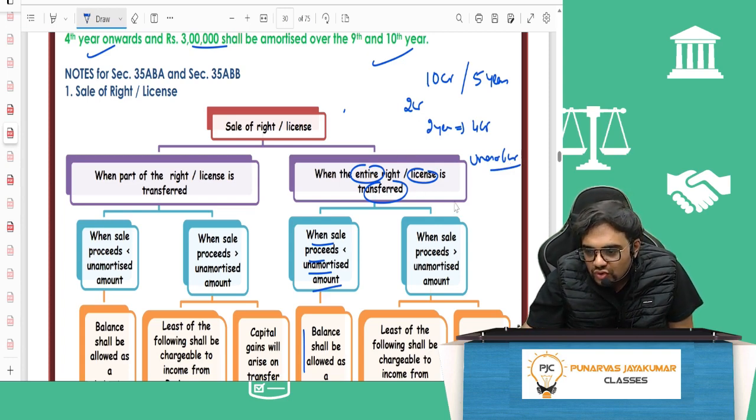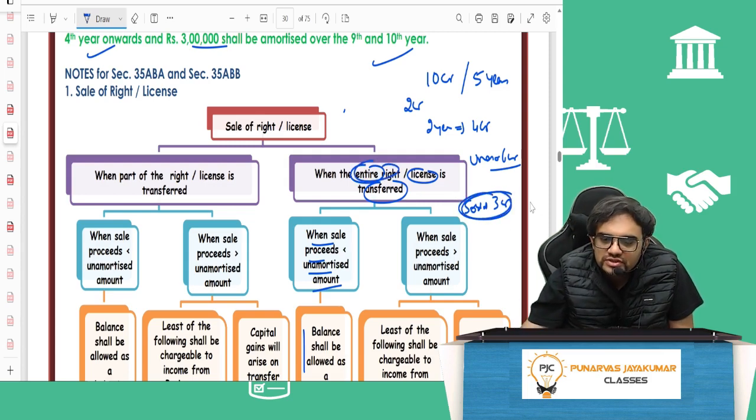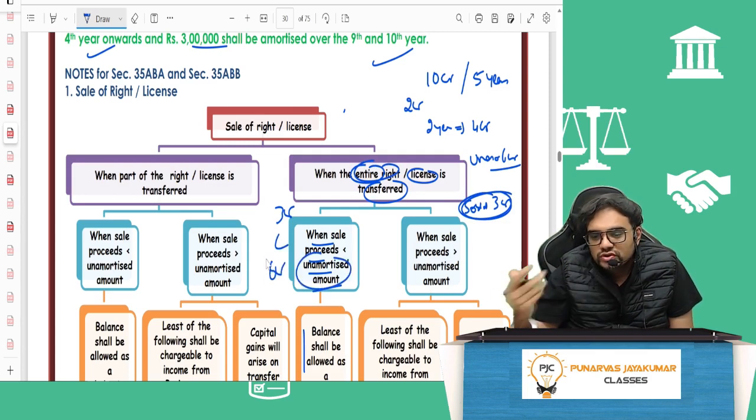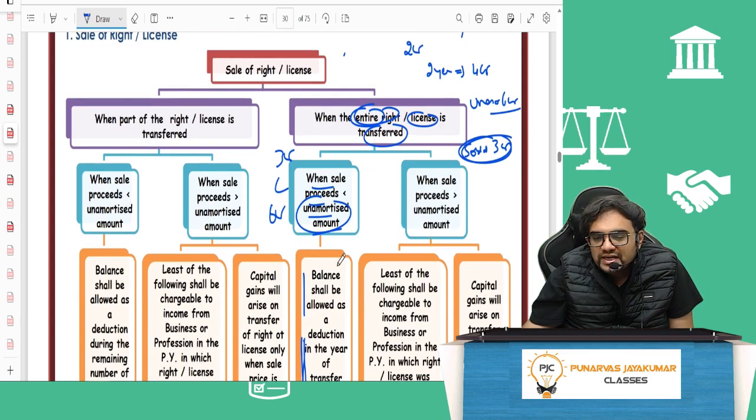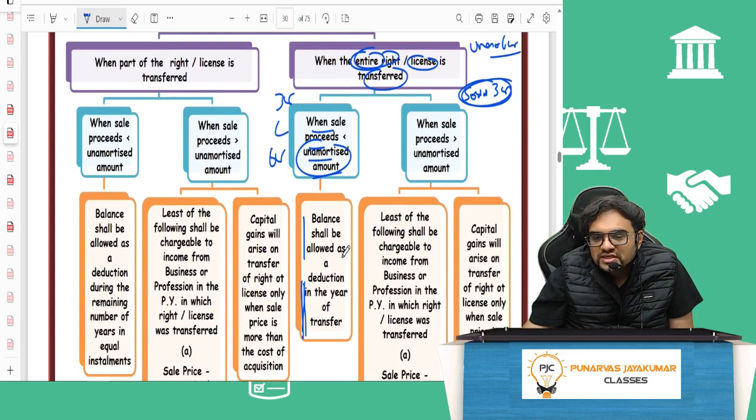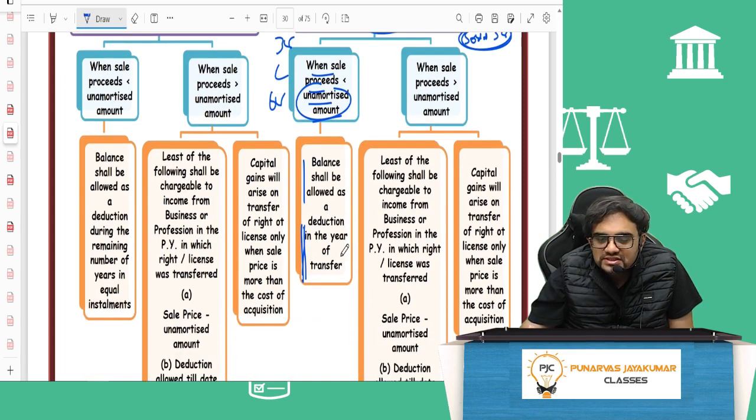Now it is sold for 3 crore. This entire license is sold for 3 crore. Now you see, sale proceeds 3 crore is less than the unamortized amount 6 crore. What to do? Balance shall be allowed as a deduction in the year of transfer. I was supposed to debit 6 crore. In that I have recovered 3 crore. So what is the balance? 3 crore. This is debited in the year of transfer.